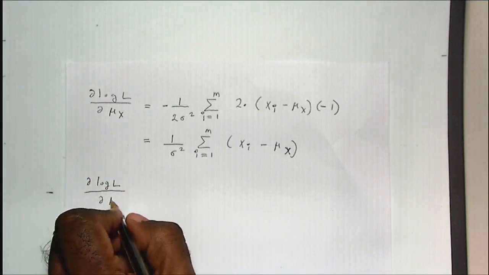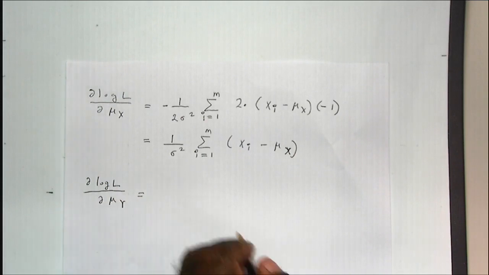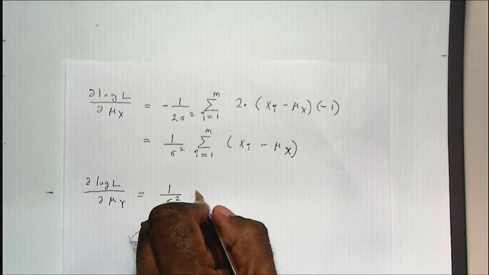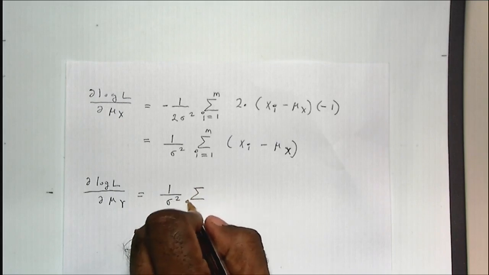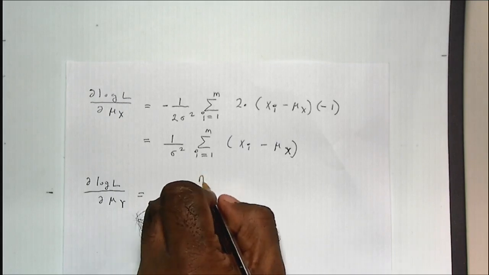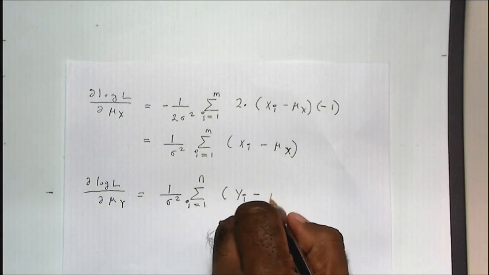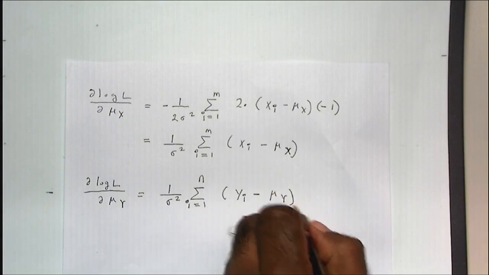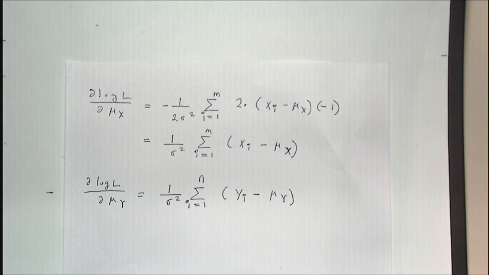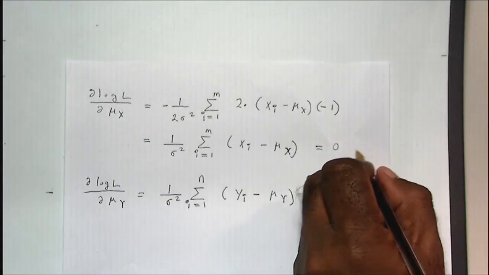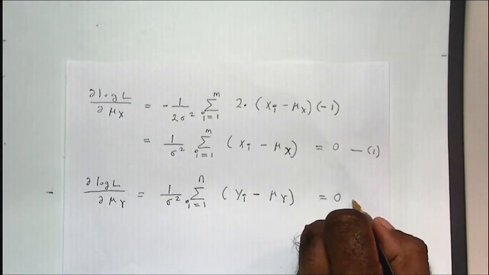mu y, yeah, will be equal to this. Yeah. So you have these two partial derivatives. The next step is to set this to 0. So let me set this to 0 and set this to 0. Call this equation 1. Call this equation 2.